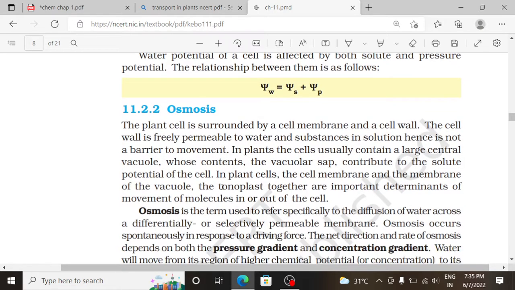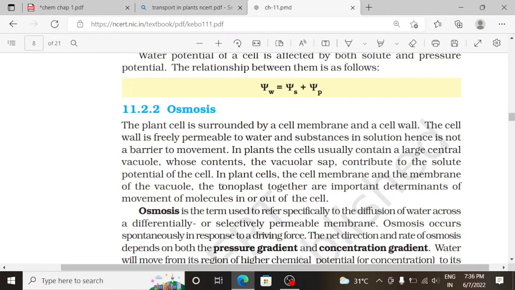Now let us learn about osmosis. The plant cell is surrounded by a cell membrane and a cell wall. The cell wall is freely permeable to water and substances in solution, hence is not a barrier to movement. In plants, the cells usually contain a large central vacuole whose contents, the vacuolar sap, contribute to the solute potential of the cell. In plant cells, the cell membrane and the membrane of the vacuole, the tonoplast, together are important determinants of the movement of molecules in or out of the cell.